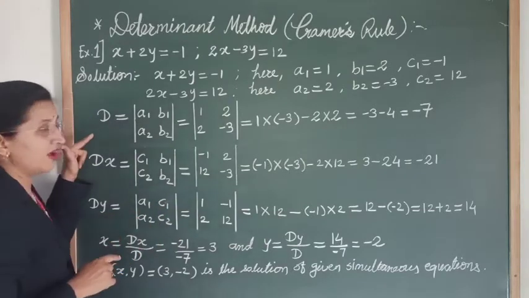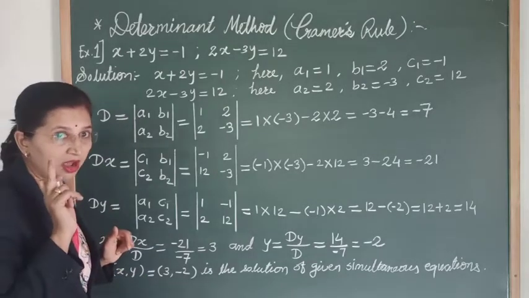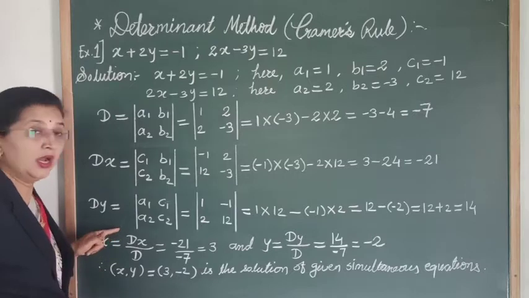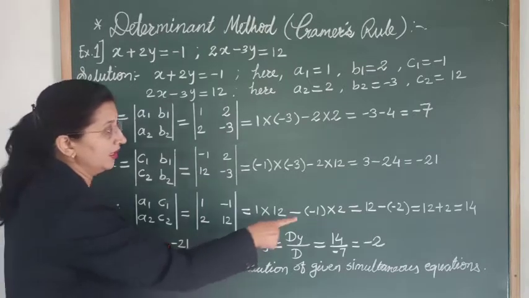So now we have the values of d, dx and dy. Now we have to find the value of x. We have the formula: x is equal to dx upon d. What is the value of dx we got here?